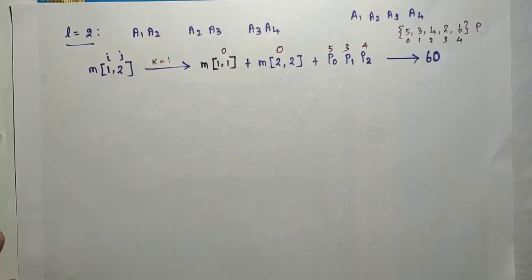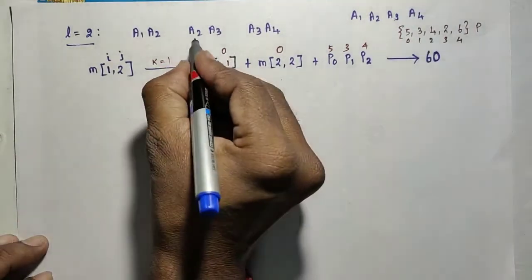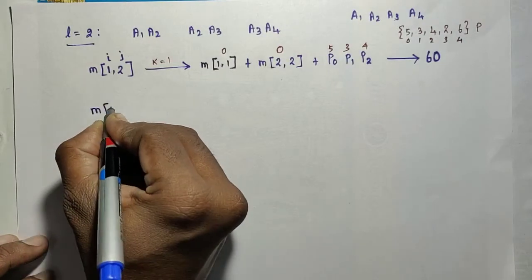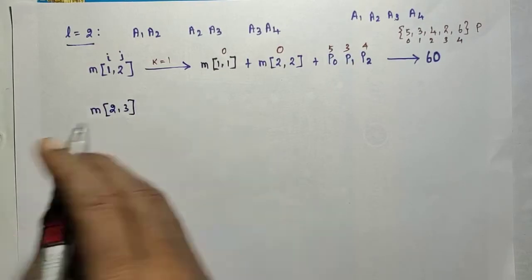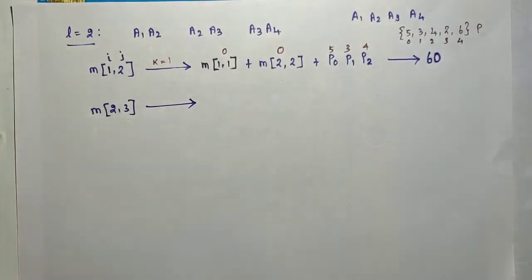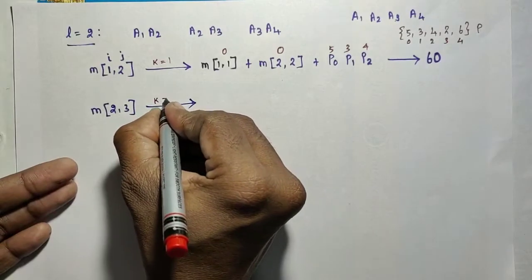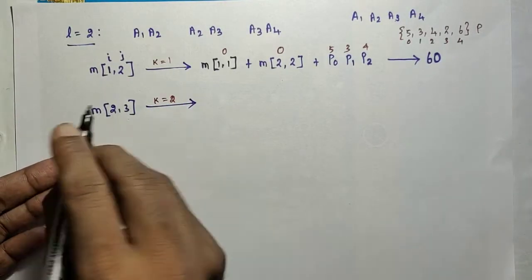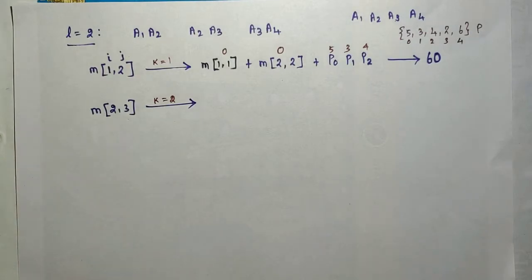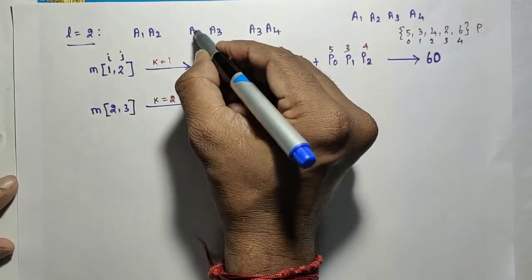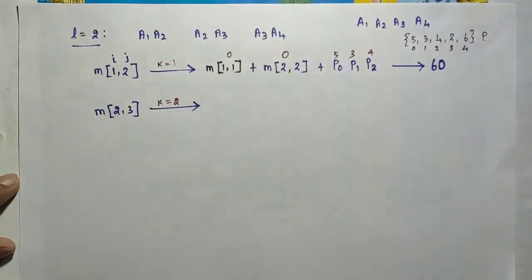So next we go for the next value, that is A2 A3, that is m of 2 comma 3. Here there is only one possibility, k equal to 2, because k ranges from i to j minus 1 only. So the split position is only 2, because here we can split only like A2 by A3.